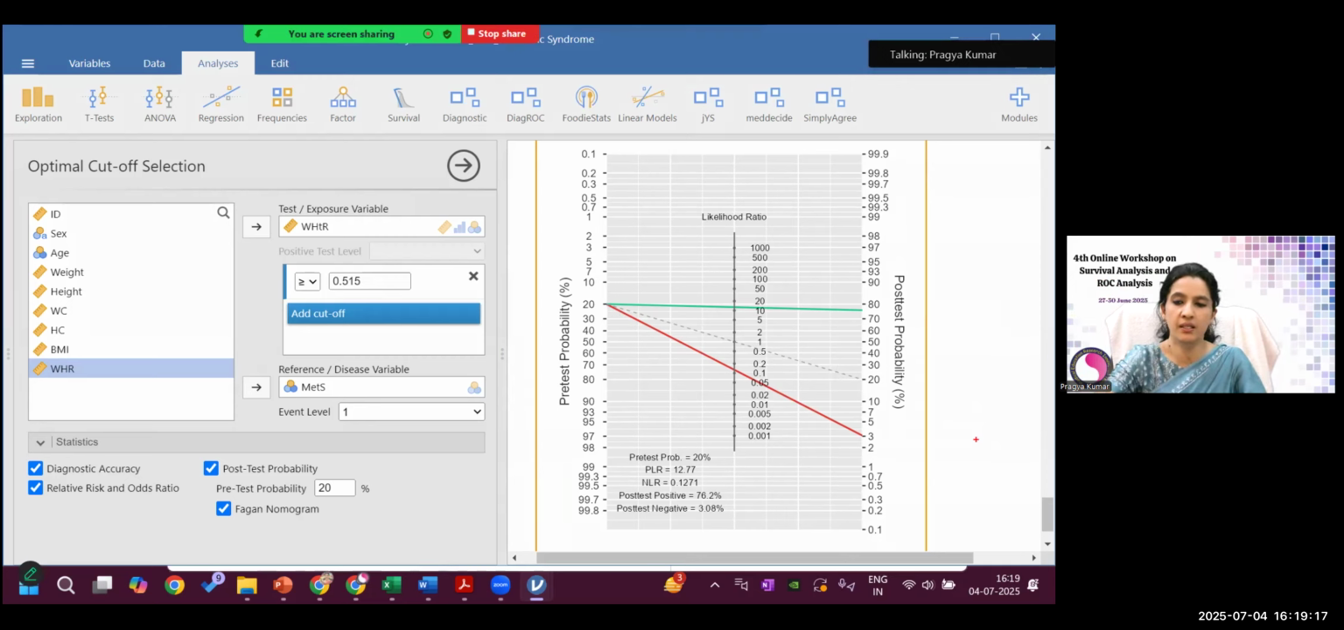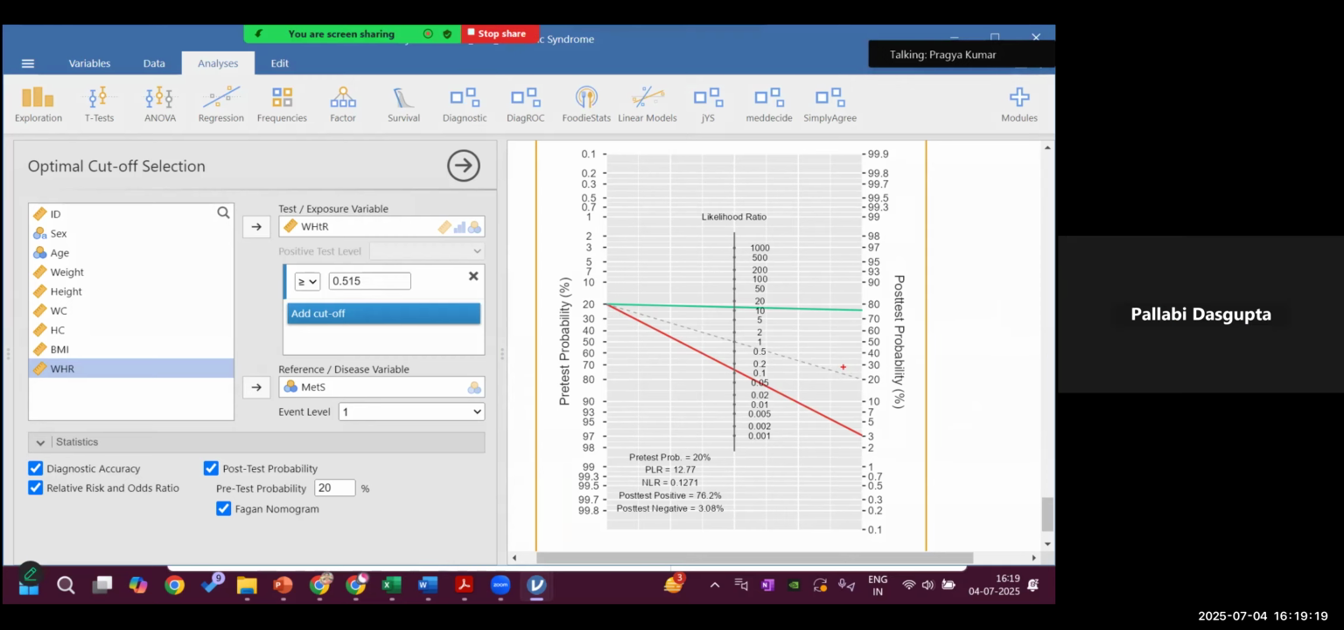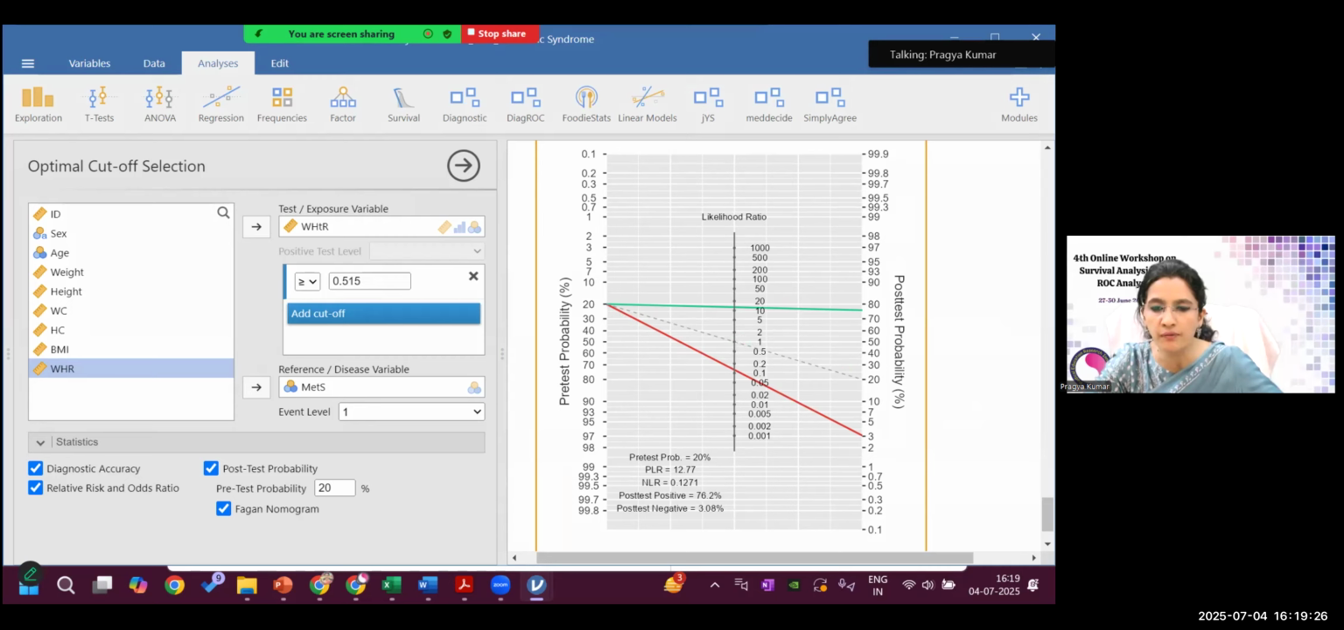If you see, the LR line is cutting through actually 1. It is not 0.5, ma'am. Where the point is cutting, sorry, 1. I'm sorry. It is 1.